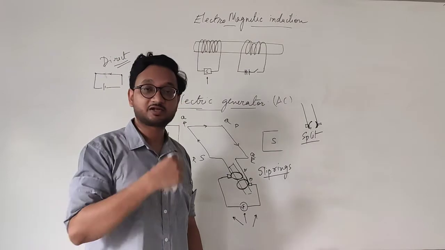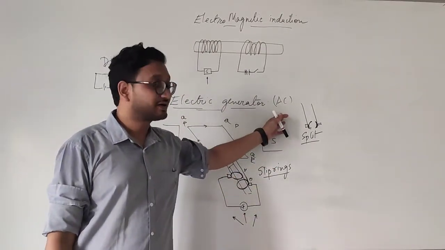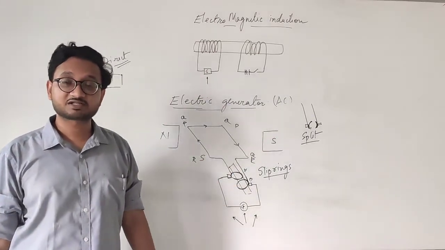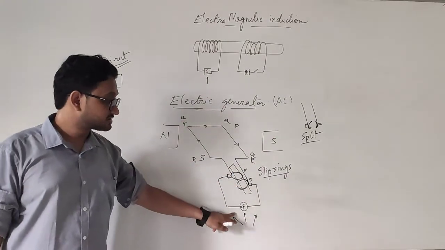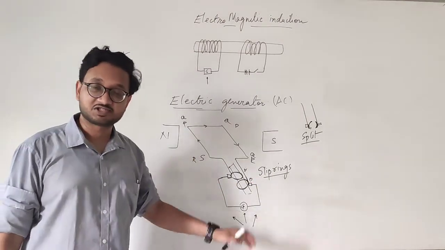However, I hope it is clear to you students, not that difficult. Similar to the electric motor that we studied previously, this is a generator, just connected with a galvanometer and slip rings, and the direction of current changes. That's it.